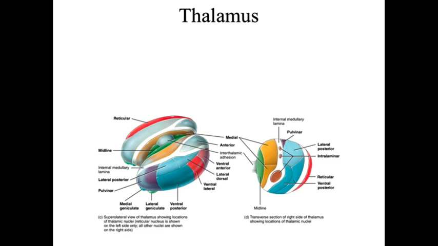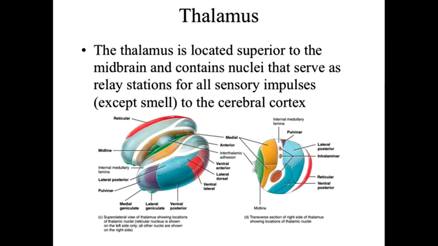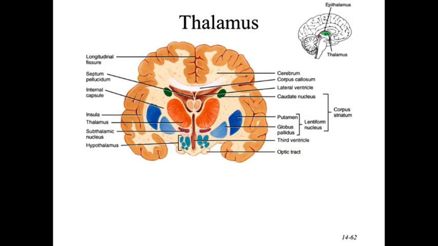Some are sensory for hearing, some for sight. So the thalamus is located superior to the midbrain. It contains nuclei that serve as the relay station for all sensory input, except the sense of smell, and then it's going to relay it up to the post-central gyrus.